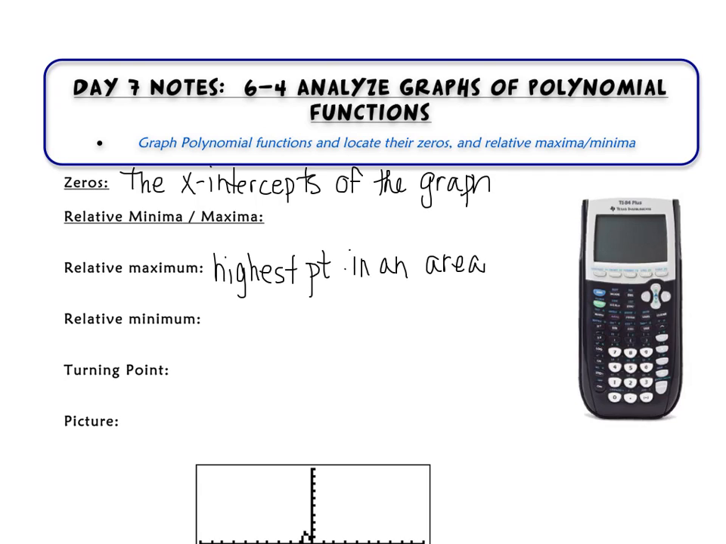So when we're looking at these graphs, it's basically going to be like the hilltops. It's the biggest y coordinate in a certain area. The relative minimum is the lowest point in an area. So if you're looking, these are going to be the valleys. Turning points occur at the maximum or minimum.